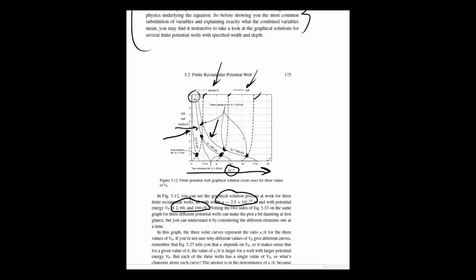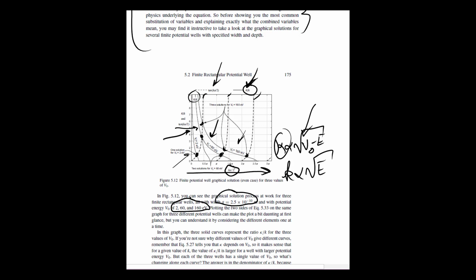Now you may be wondering, why are these curves shifting up and to the right for larger V0? Remember that kappa is proportional to the square root of V0 minus E. So as we make V0 bigger, kappa gets bigger. And kappa is in the numerator of the kappa over k term, so that's why the 160 eV curve is above the 60 and 2 eV curves. And where is energy in all this? Well, remember, k is proportional to the square root of the particle's energy.